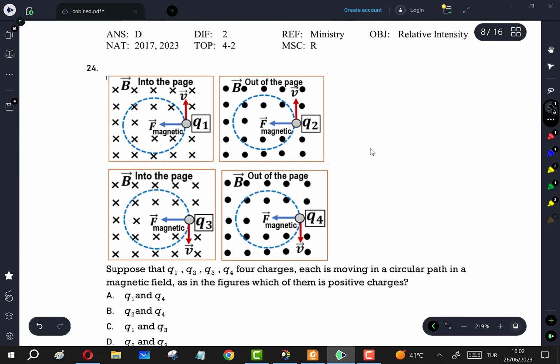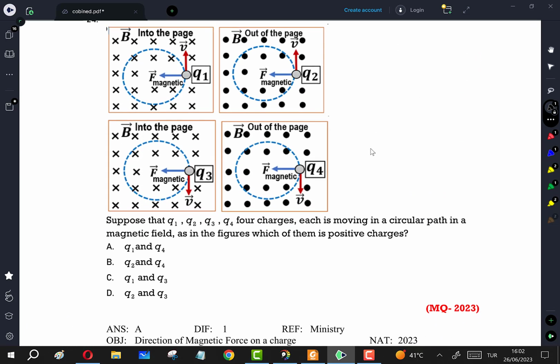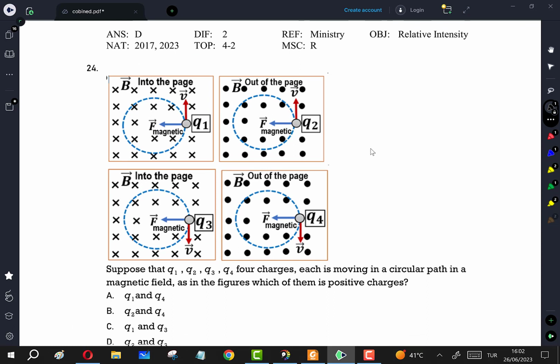Question 24. Suppose that Q1, Q2, Q3, Q4, four charges, each moving in a circular path in a magnetic field as shown in the figure. Which of them is a positive charge? So let's check them. Q1 is inside a cross magnetic field. It's counterclockwise. In fact, there's a shortcut for this.